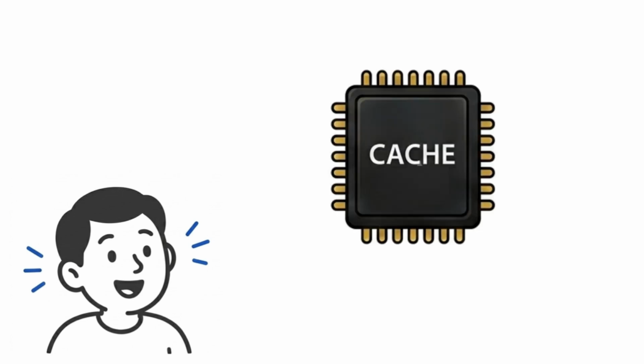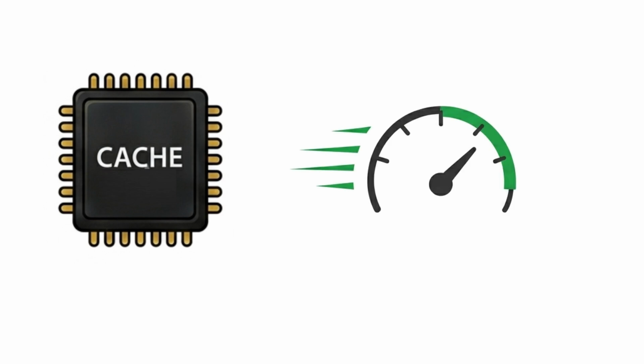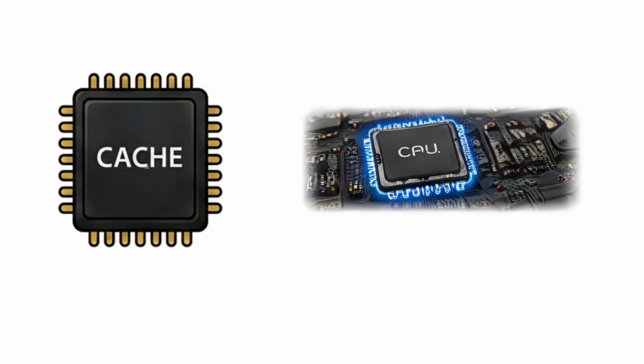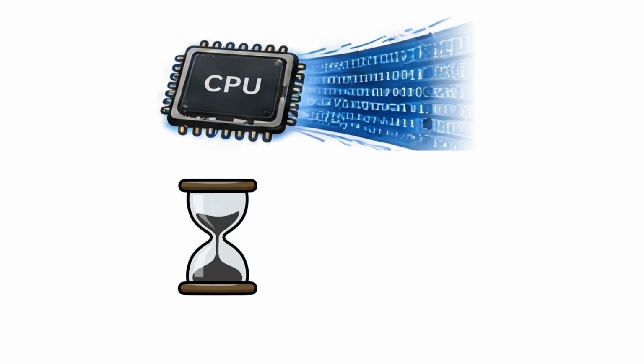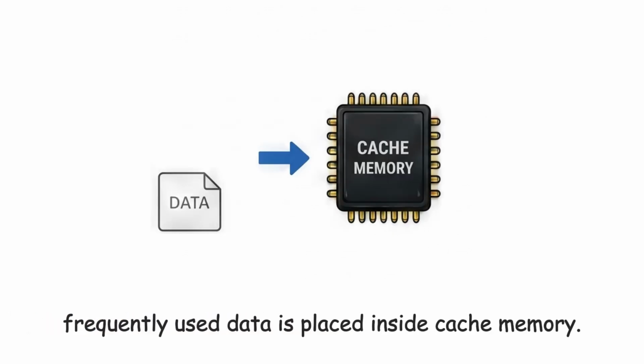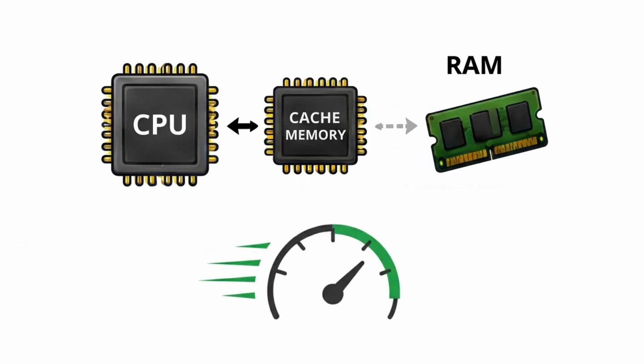Now let's move to another type of memory that's even faster: cache memory. Cache is one of the fastest forms of memory inside a computer. It's located extremely close to the processor, and in many cases, directly inside it. Every second, the processor performs billions of calculations. Waiting for information, even for a tiny fraction of a second, can reduce performance. To avoid that, frequently used data is placed inside cache memory. Because it's much closer to the processor than RAM, that information can be accessed even more quickly.